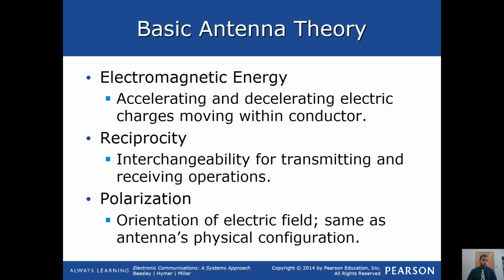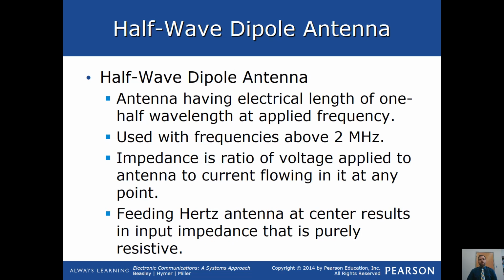antennas. There's also an important concept known as polarization. You may have heard this term with regards to light, a similar type of concept. This has to do with the orientation of electric fields, and it's the same as the antenna's physical configuration. So the polarization could be horizontal or vertical polarization, and there are other types as well. But it just has to do with the orientation of the electric field, and it has to do with the physical setup of the antenna.